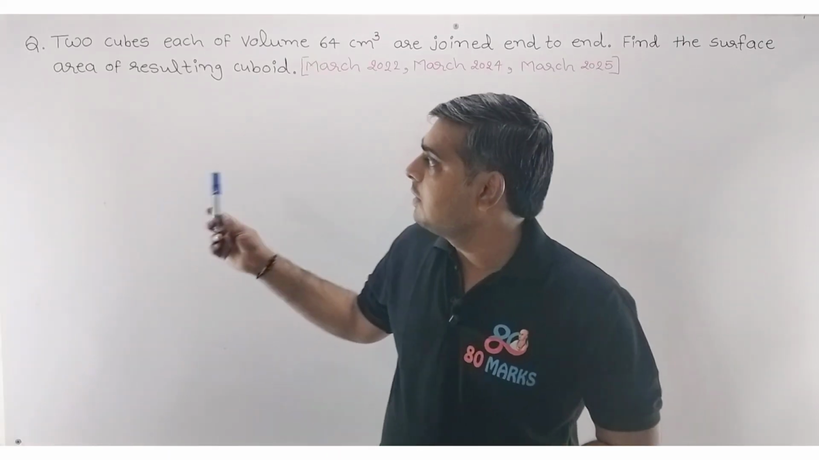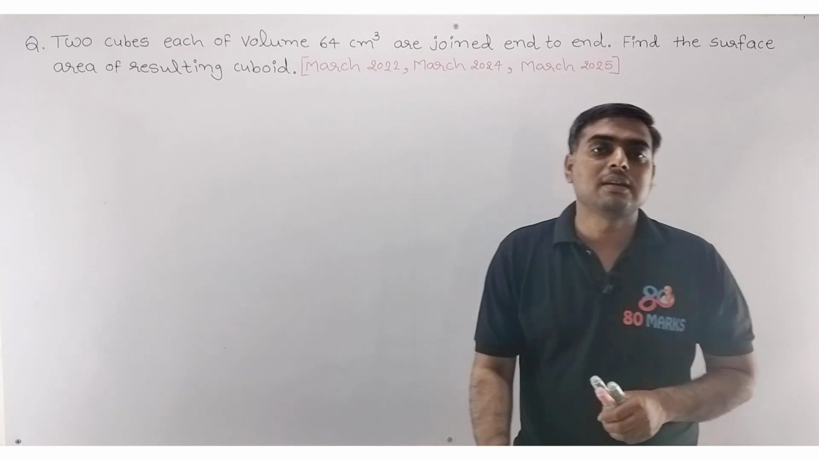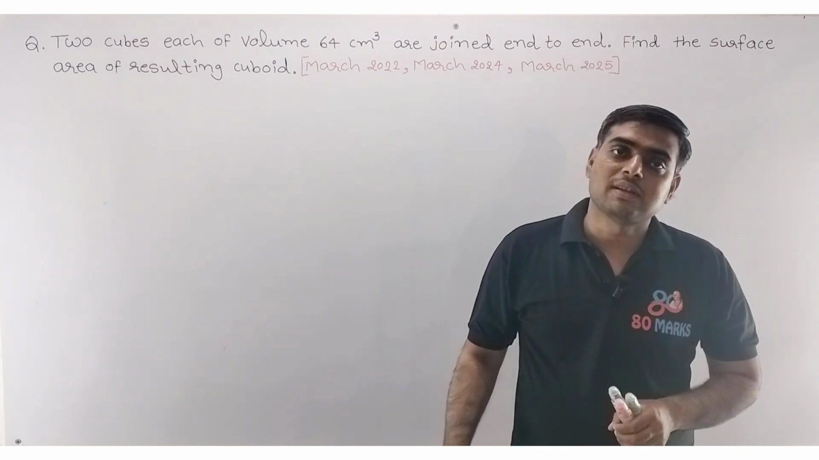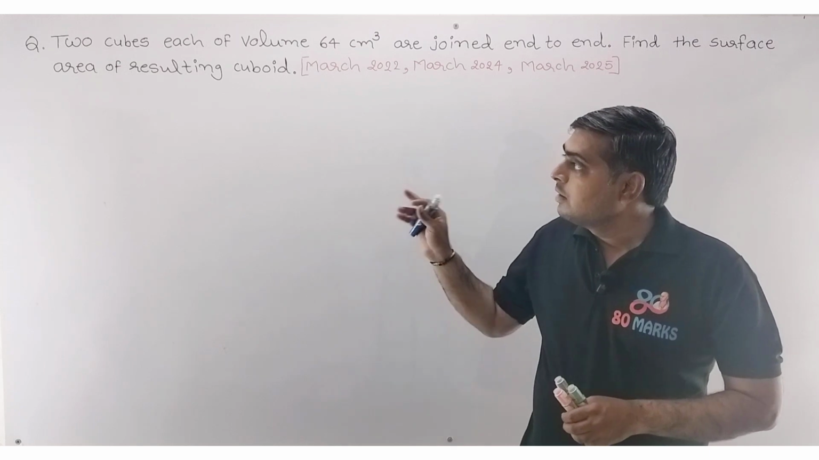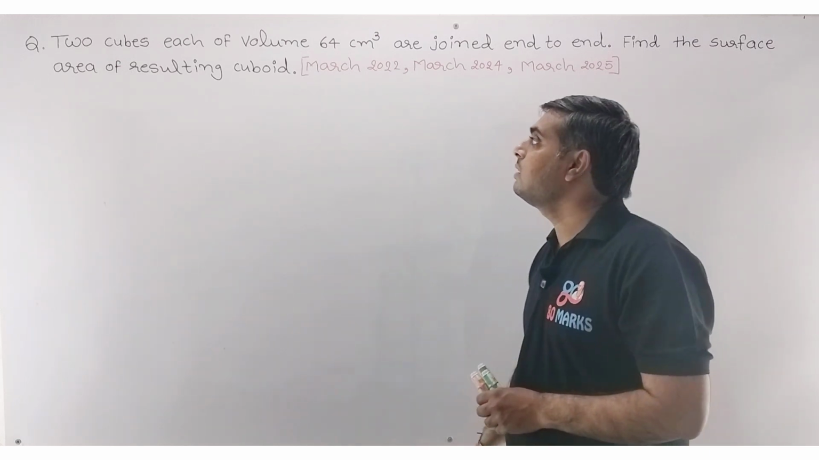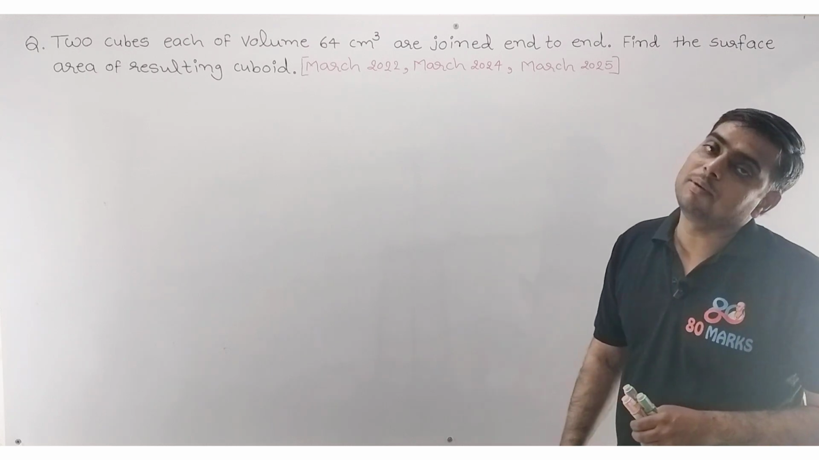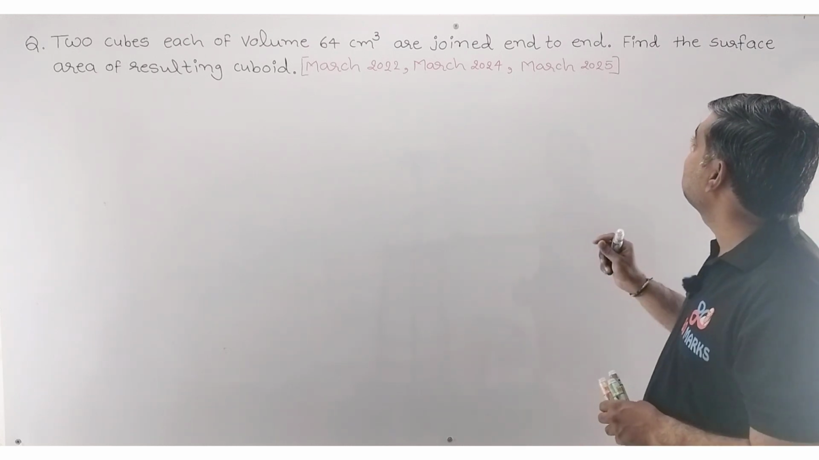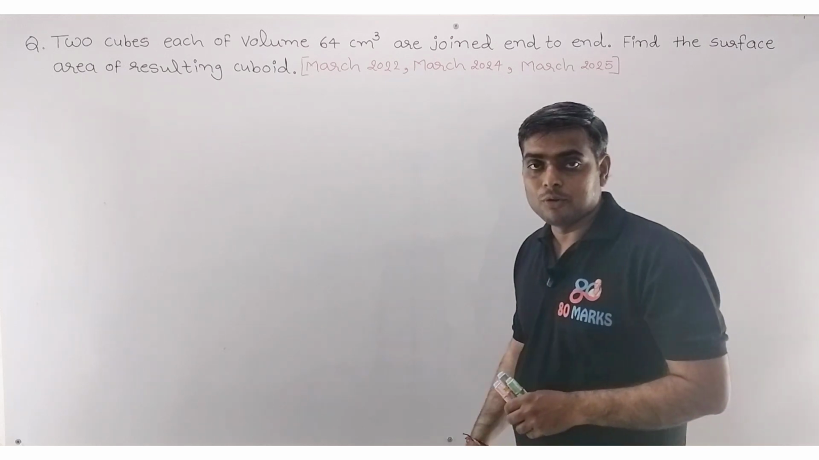Today we will solve one very important question from Standard 10 Maths Gujarat Board. The question is important for both Standard Maths and Basic Maths. It is from surface area. The question is: two cubes, each of volume 64 centimeter cube, are joined end to end. Find the surface area of the resulting cuboid.